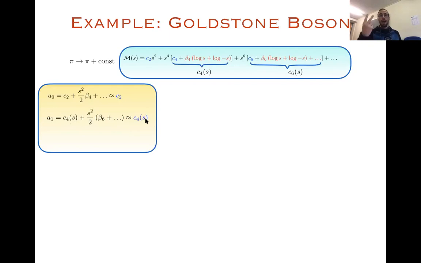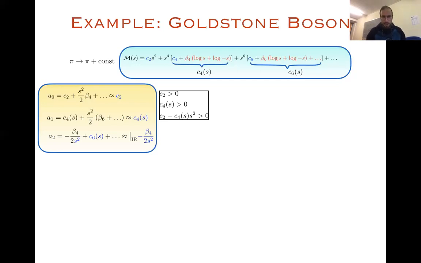So for the first two arcs, for the first two Wilson coefficients, nothing dramatic happened. C2 is positive, C4(s) is positive, and C2 is larger than C4, running. Now, the thing changes with the third moment, with the third arc. So now you get that the third arc is C6 running, but there is also a contribution from the loop of C2 now, against this guy here.